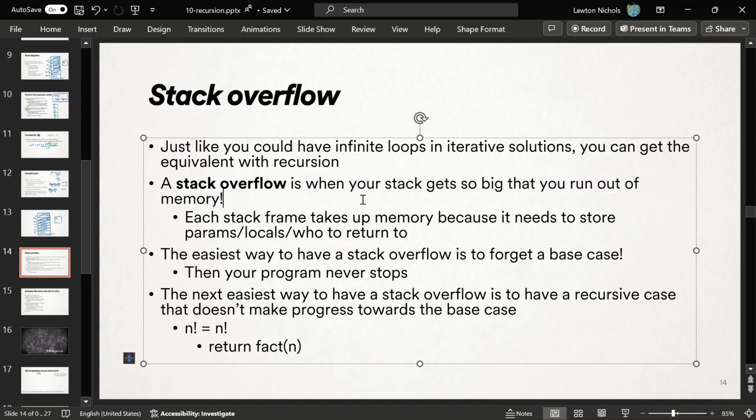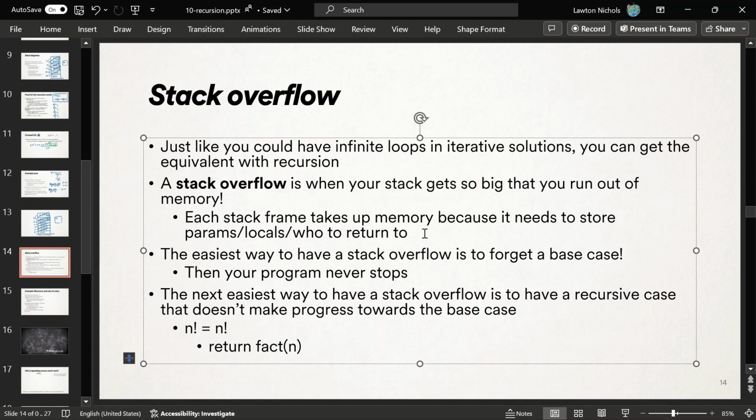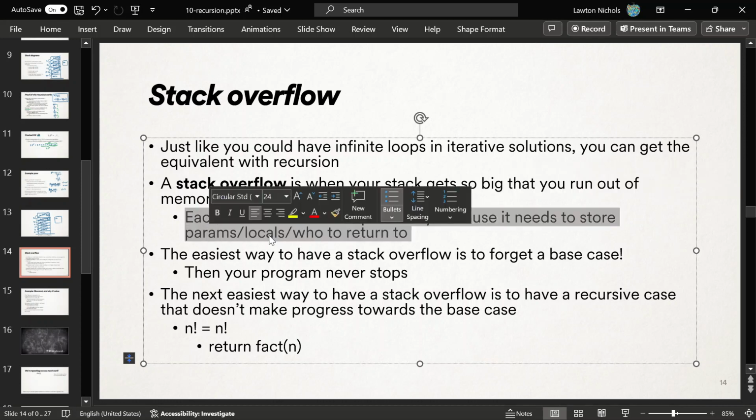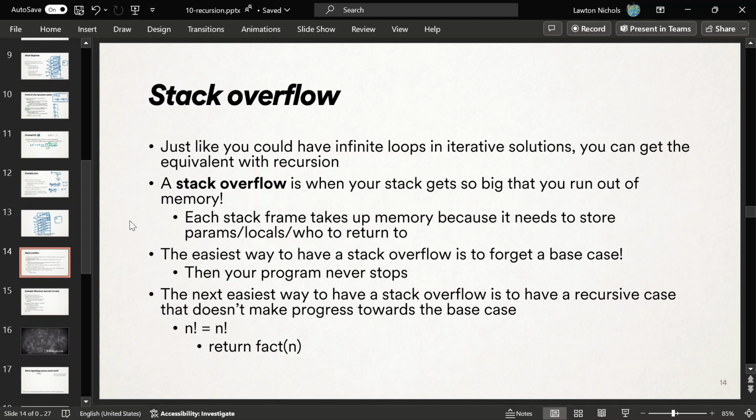Your stack has gotten so big, you tried to call yourself so many times, that you've run out of memory. That's different from an infinite loop. It won't go on forever. It will stop the program with an error because of that. Each stack frame, every time you call a function, takes up memory. It needs to store its parameters, its local variables, and where it's going to return to. That's all there. So that is called a stack overflow, and if you do recursion wrong, there are some easy ways to get one.